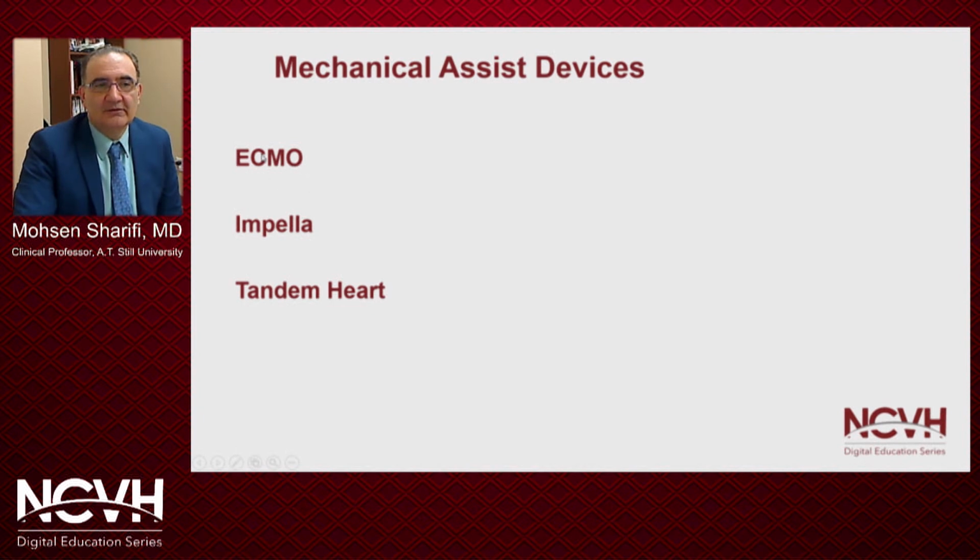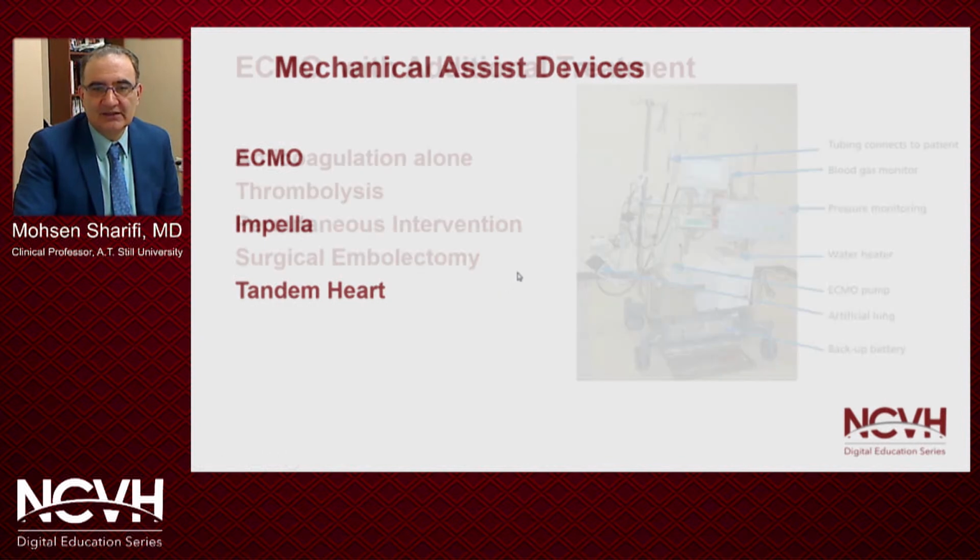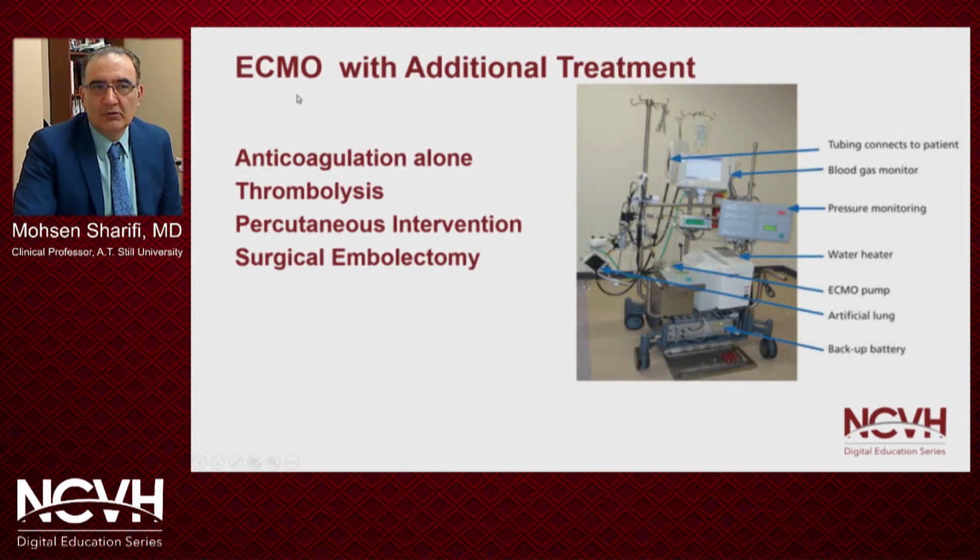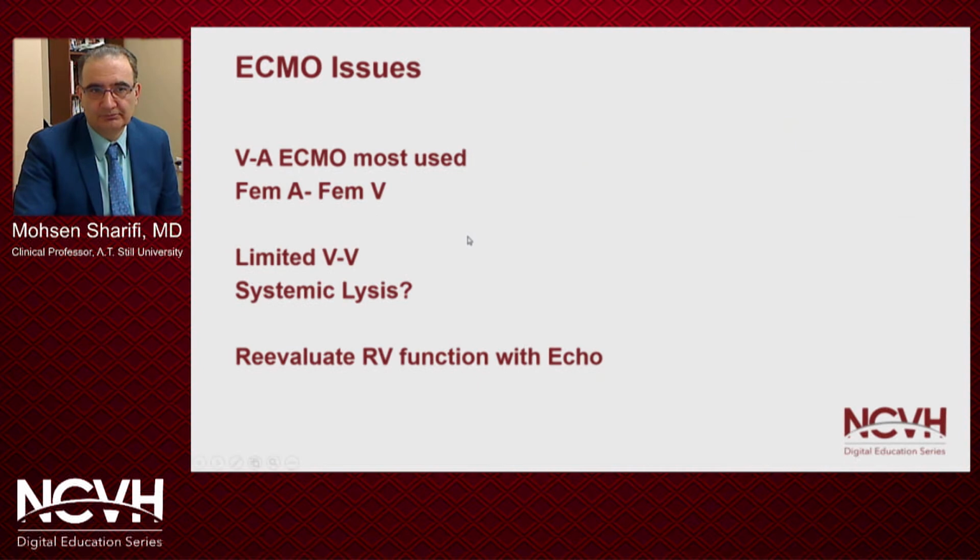Most of the data are related to the ECMO. Impella has been used, and so has the tandem heart. The ECMO is usually used in conjunction with other treatments. Anticoagulation alone has been used, although thrombolysis, percutaneous intervention, and surgical embolectomy are also being used in combination with ECMO. The VA form of ECMO is the one which is mostly used, and it's from the femoral artery to the femoral vein circuit.